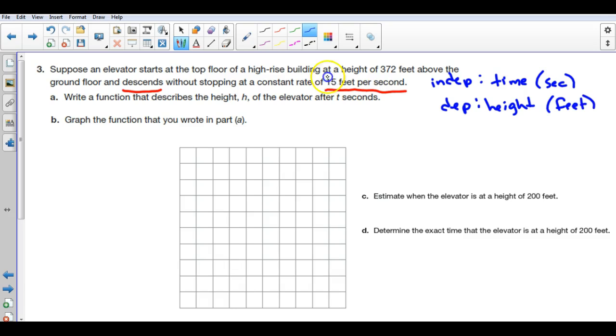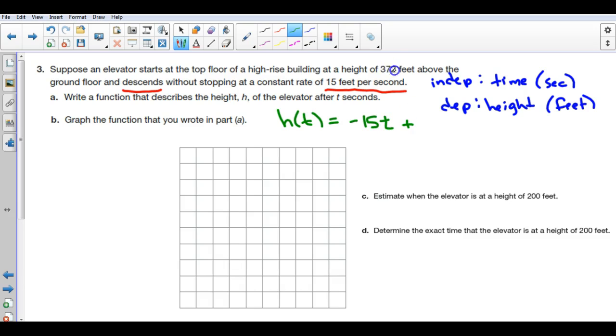So notice again we have our rate here of 15 feet per second. The rate is always going to compare your dependent unit to the independent unit, feet per second. So what I'm going to do is write a function here in slope-intercept form. So my height as a function of time, h of t equals, since we are dropping at 15 feet per second, be very careful. We're descending, so what does that mean about our rate? It's going to have to be negative because we're dropping height. So negative 15 feet per second, so negative 15t.